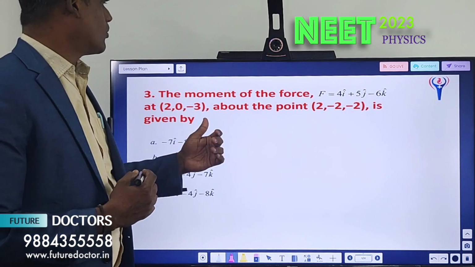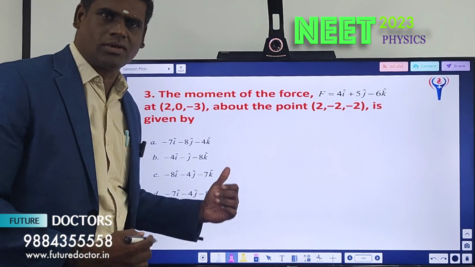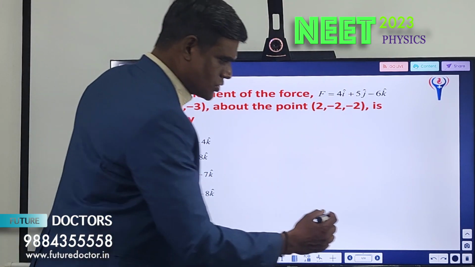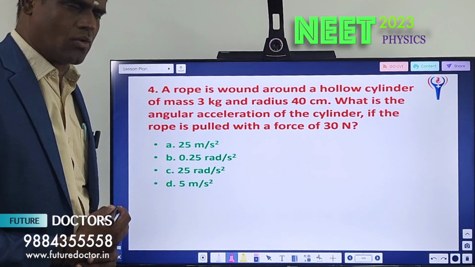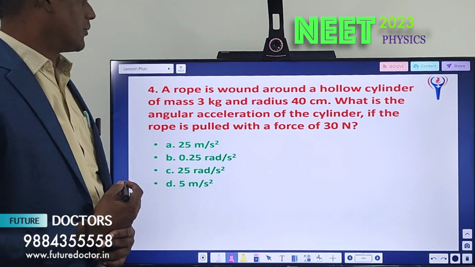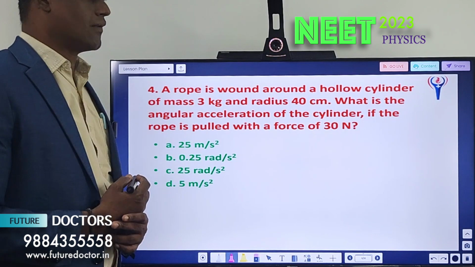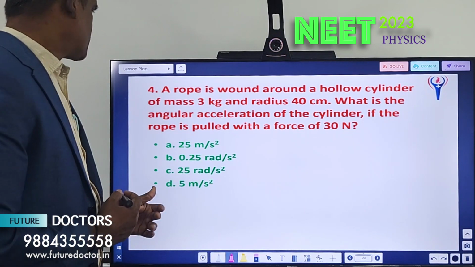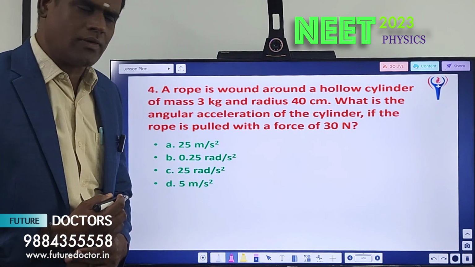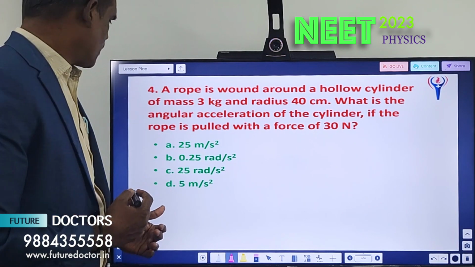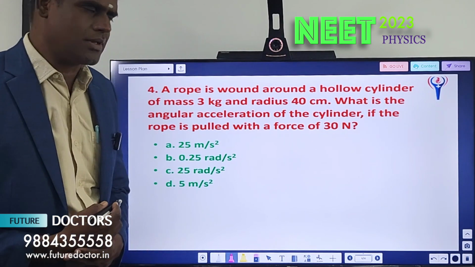So by knowing the formula for moment of force in terms of F and the distance, you are able to find a solution for this question. Let's move to question number 4. A rope is wound around a hollow cylinder of mass 3 kg and radius 40 centimeter. What is the angular acceleration of the cylinder if the rope is pulled with a force of 30 Newton? Option A: 25 meter per second square. B: 0.25 radian per second square. C: 25 radian per second square. D: 5 meter per second square.